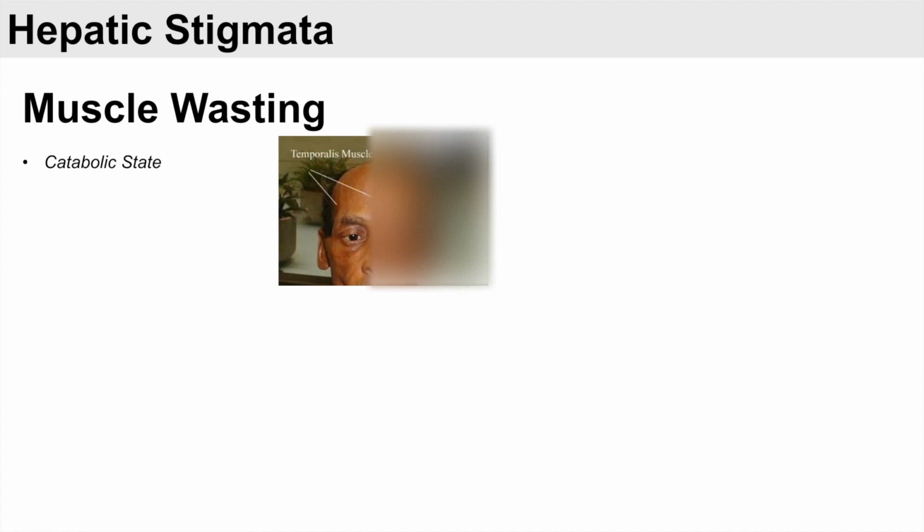Another sign of liver disease is muscle wasting, and chronic liver disease is a catabolic state, which leads to a lot of muscle wasting in different areas of the body. A lot of times you'll see it in the hands, and sometimes you can also see it in the temporalis muscles on the forehead. These areas of the head can see wasting.